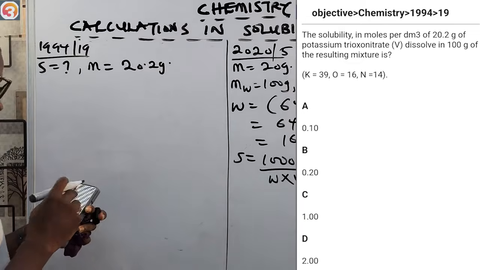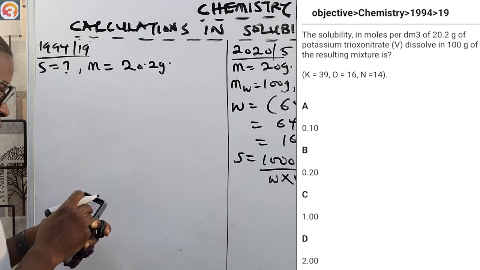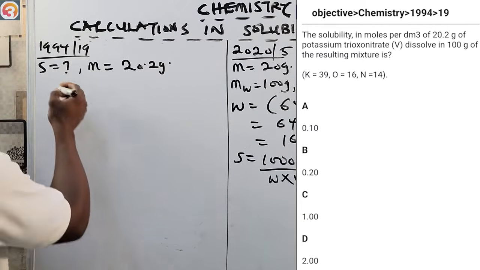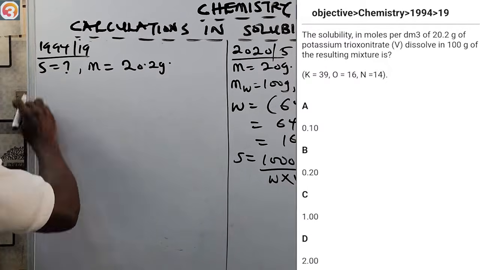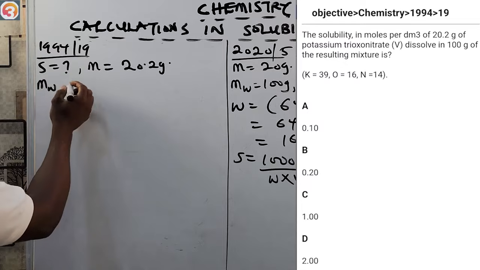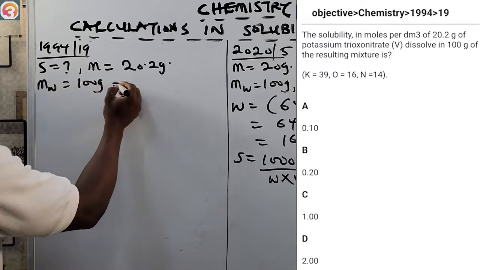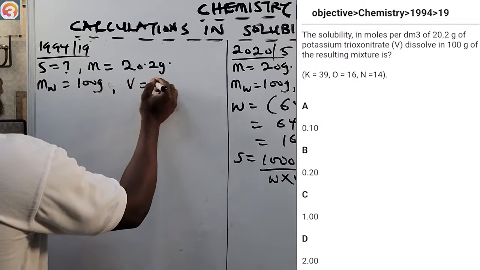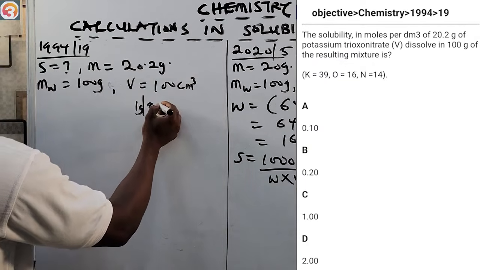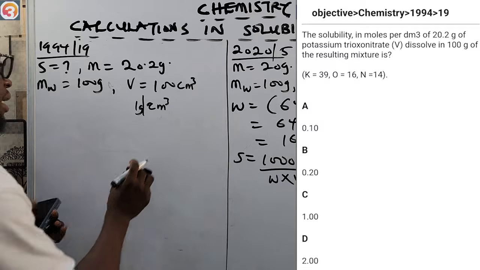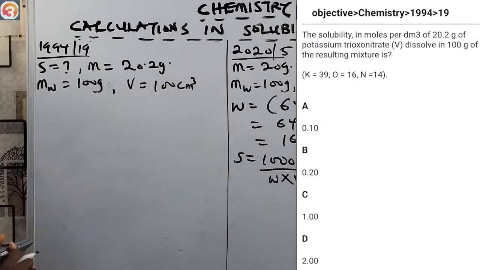Then what else do we have? We're given the mass of the solvent, which is 100 gram. That means the volume is what now? If the mass of water is 100 gram, the volume will be 100 centimeter cube, from the density of water, 1 gram per cm cube. All right, so now let's continue.